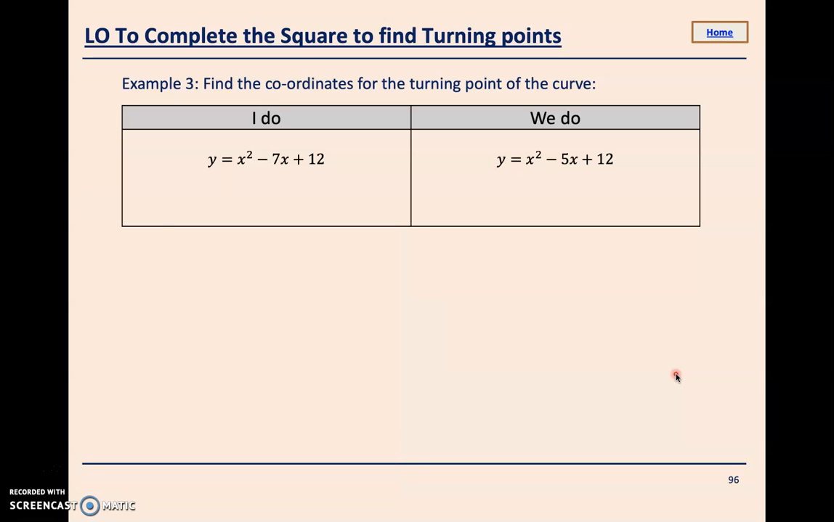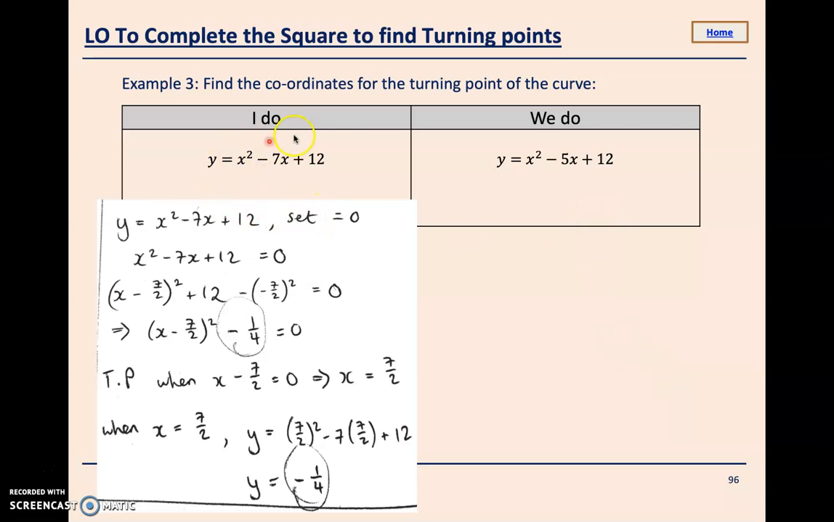So again, another very similar one. So if we set our equation equal to 0, we end up with x squared minus 7x plus 12. So let's complete the square. So in the brackets we have x minus half this, 7 over 2 squared, plus our 12. And then we need to remember to take away our 7 over 2 squared. So we're going to square the top and get positive 49, square the bottom and get positive 4. And if we do 12 and take away that, we end up with minus a quarter.